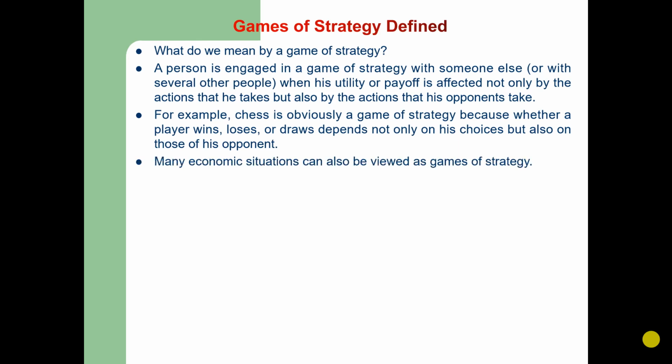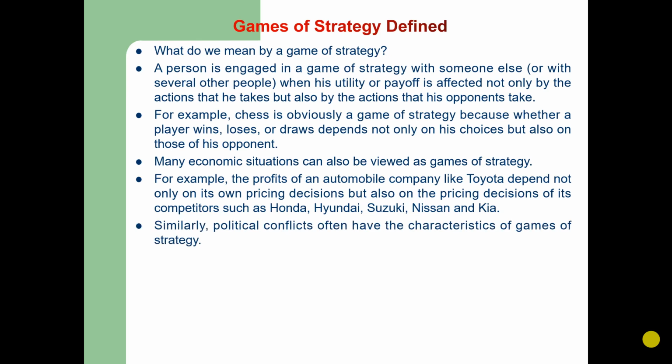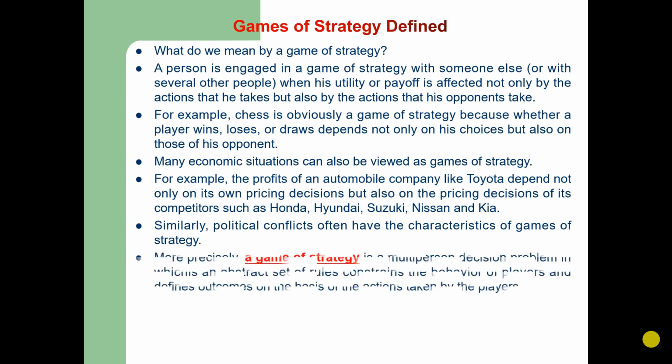Many economic situations can also be viewed as games of strategy. For example, the profits of a car company like Toyota depend not only on its own pricing decision but also on the pricing decisions of its competitors, including Honda, Hyundai, Suzuki, Nissan, Kia, etc. Similarly, political conflicts often have characteristics of games of strategy.